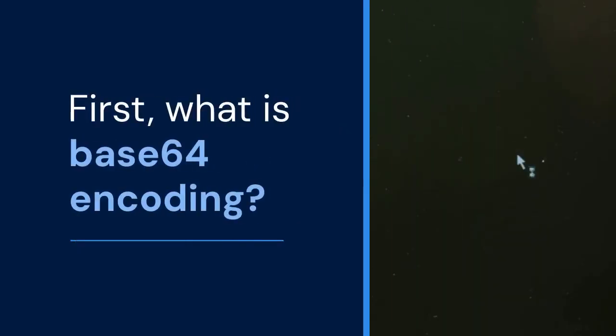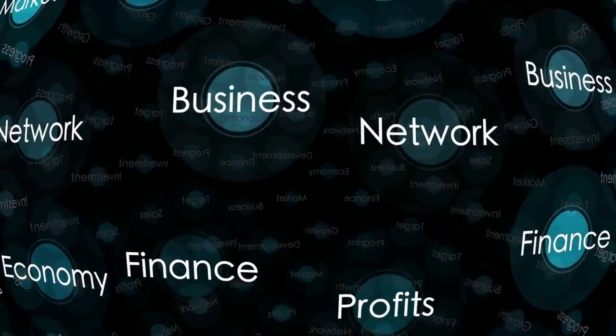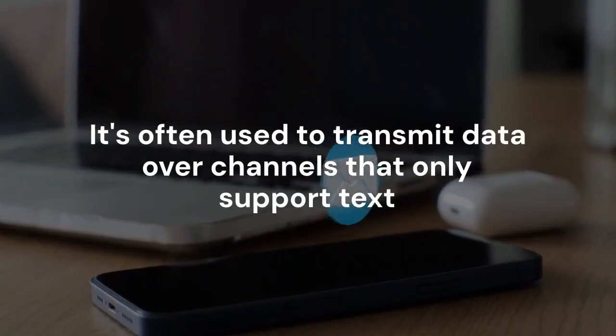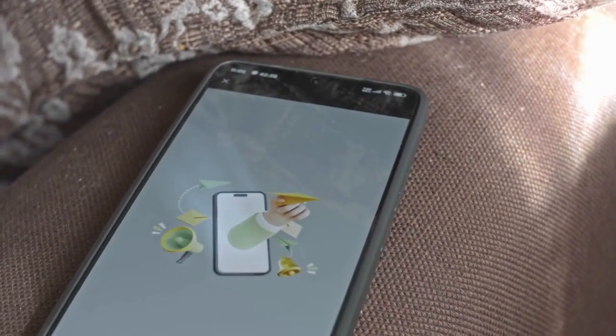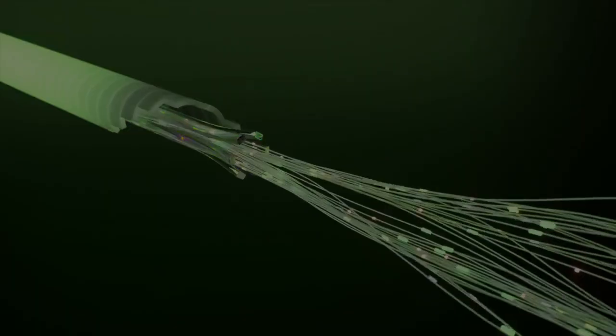First, what is base 64 encoding? It's a way to represent binary data in an ASCII string format. It's often used to transmit data over channels that only support text. Imagine sending a picture in an email. It gets converted to base 64.